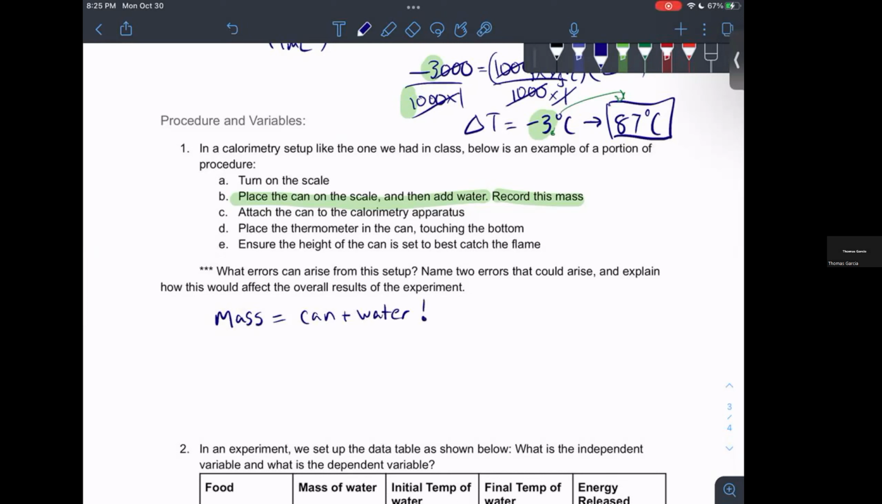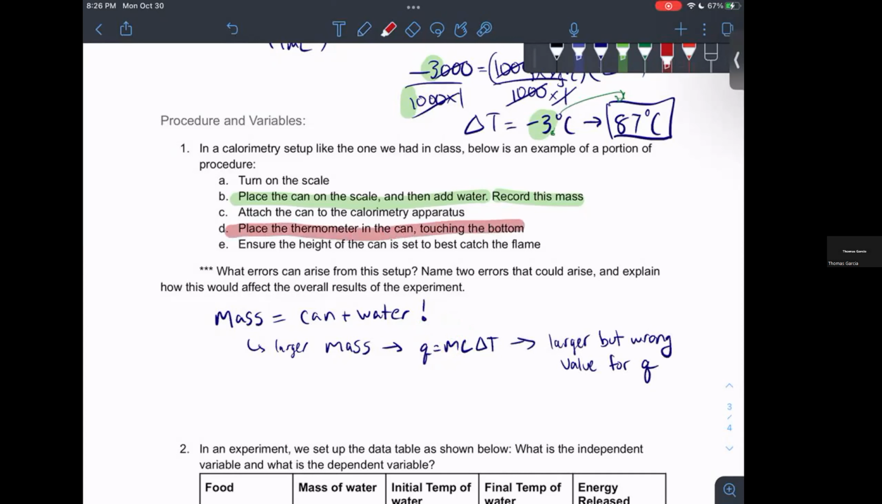That's wrong. We need the mass of our water for our calorimetry data because we can't calculate the mass with the can unless we're measuring the mass and the temperature that the can is also changing to. Further up, if we have a larger mass, that's going to propagate into our Q equals mc delta T equation, and we will therefore get a larger, but wrong, value for Q. If we have a larger mass in this equation, then we're going to calculate a larger Q, which is wrong.